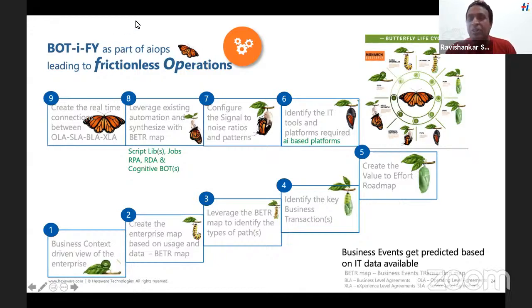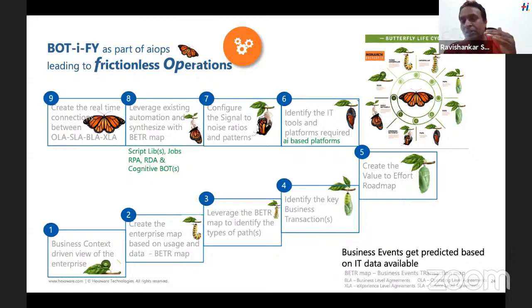is that the first is we need to get a context of the enterprise. What is the bank trying to do? And then have a wireframed version of the map, the enterprise map, which we call the GPS of the enterprise, wherein the business events and the IT transactions are connected.